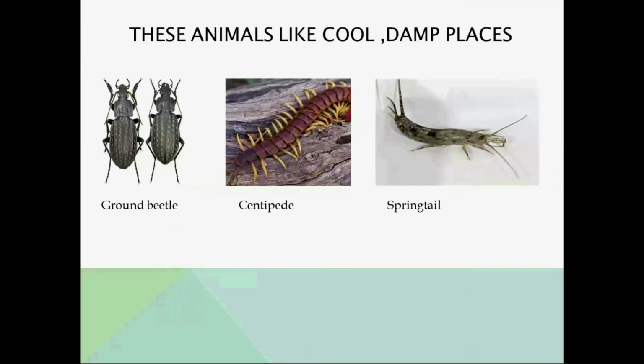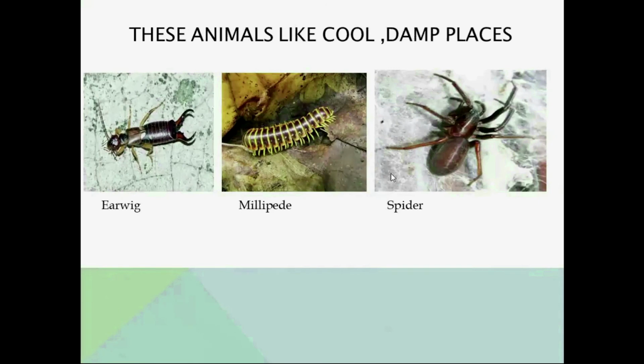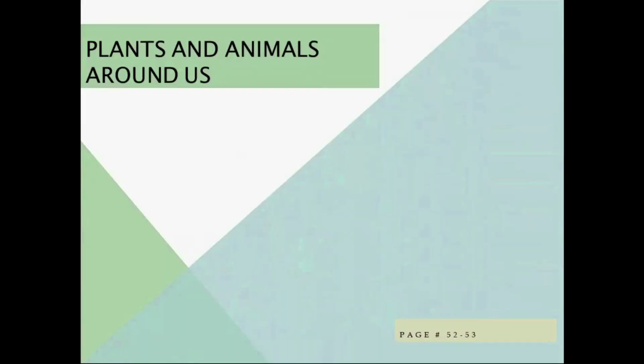There are some animals who like cool and damp places, like ground beetle, like centipede, like springtail. These animals like to live in places which are cool and damp. If we have a place which is cool and damp, these insects can easily crawl into that place and they may have some dangerous effect on us as well. They include earwigs, millipede, and spider. These all animals like what? Cool and damp places.